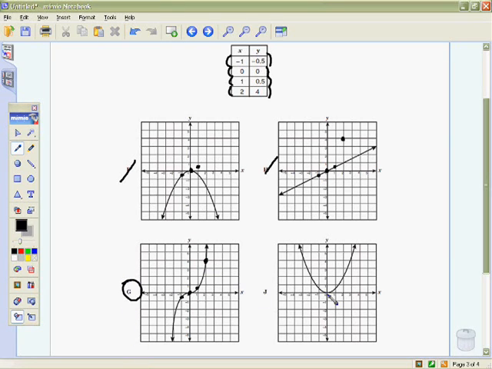So let's look here and see why this one doesn't work. We don't have to look far because the very first point doesn't work. Negative 1, comma, negative 0.5 is down there, not on the graph, doesn't work.